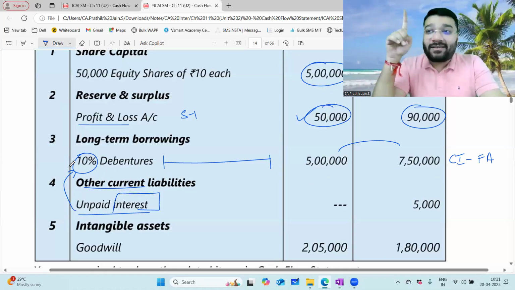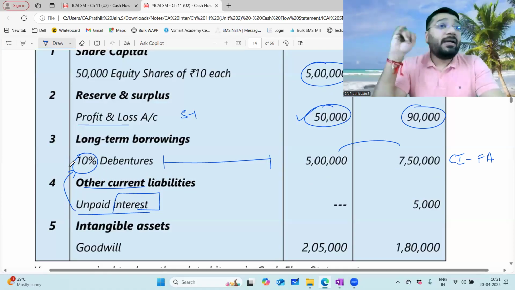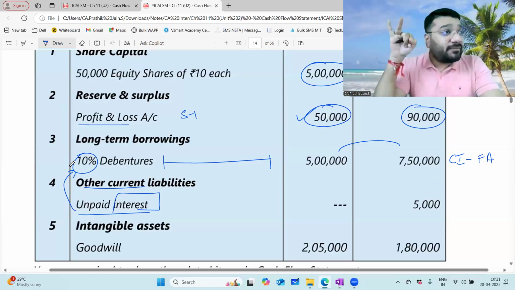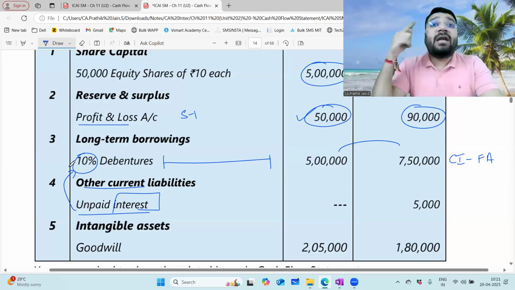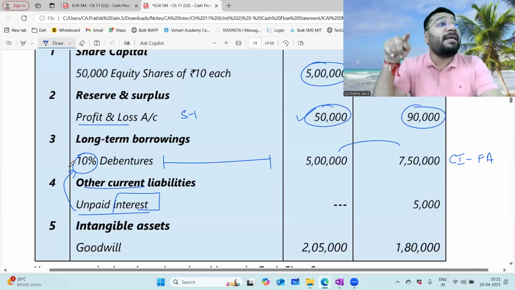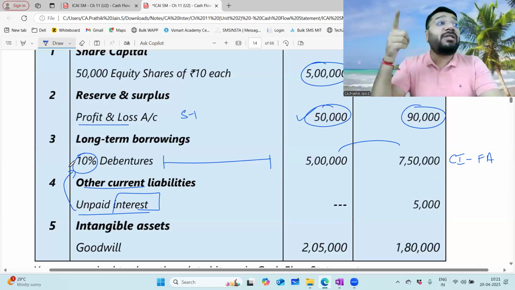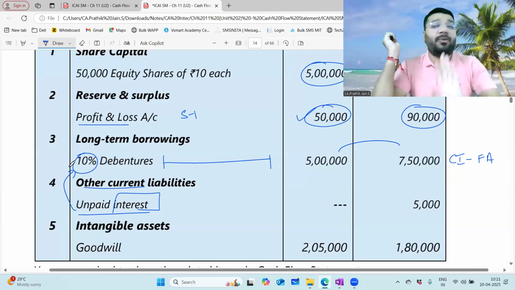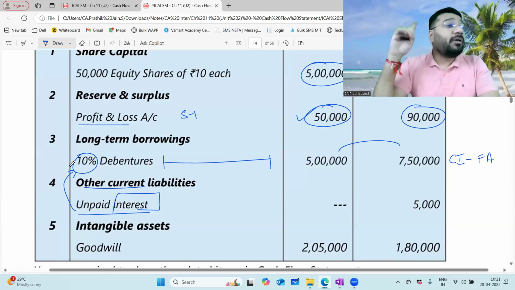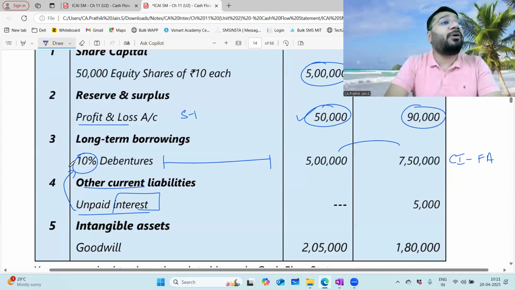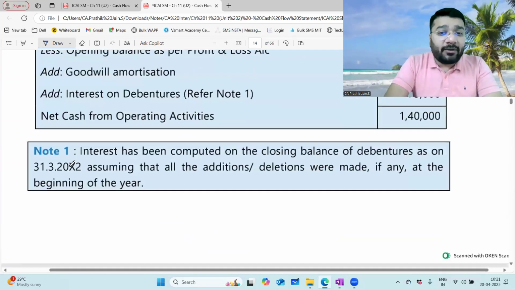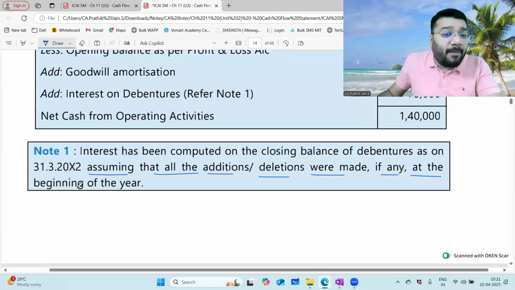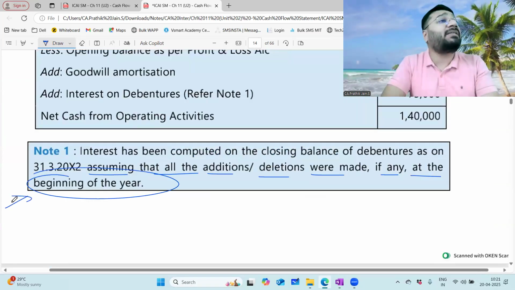I told you in the last class, in case the question is silent about date of issue of capital, date of issue of debt, date of redemption of capital, date of redemption of debt, all is assumed to be happening in the beginning of the year. If the question says that the issue of debentures happened at the end of the year, then we'll go as per the question. But here nothing is told. In the absence of information, always assume that the issue of debentures happened at the beginning of the financial year, assuming that all the additions and deletions were made, if any, at the beginning of the financial year. That is the assumption with which ICAI is solving the question.